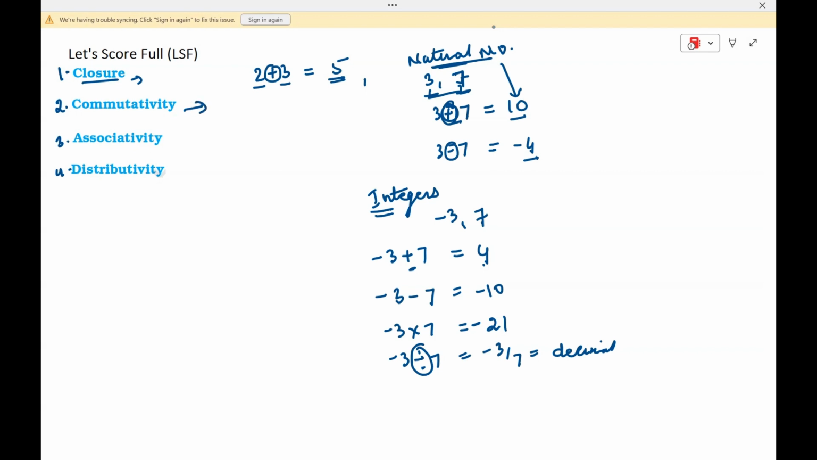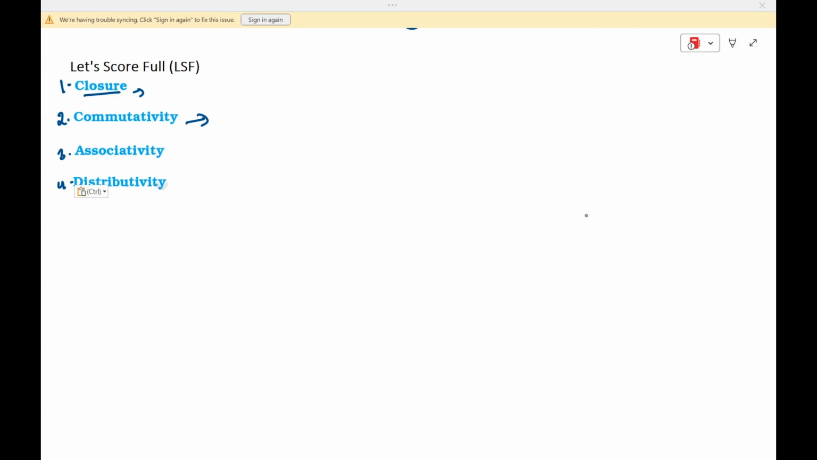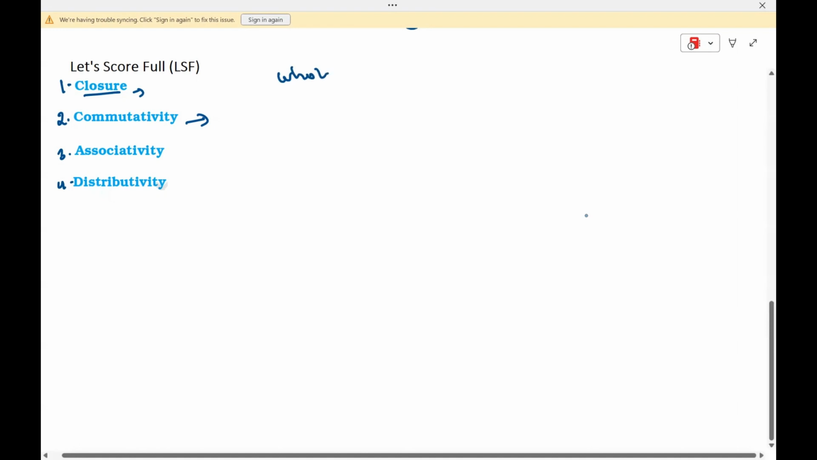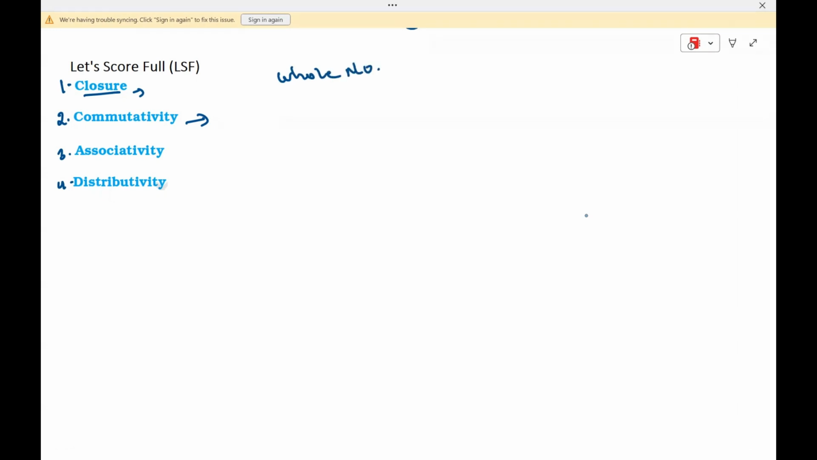Moving to the next property, commutativity. Commute means moving. So take an example of whole numbers. Moving means what? If I add 2 plus 3 and 3 plus 2, they are the same. So I will say the whole numbers are commutative under addition.